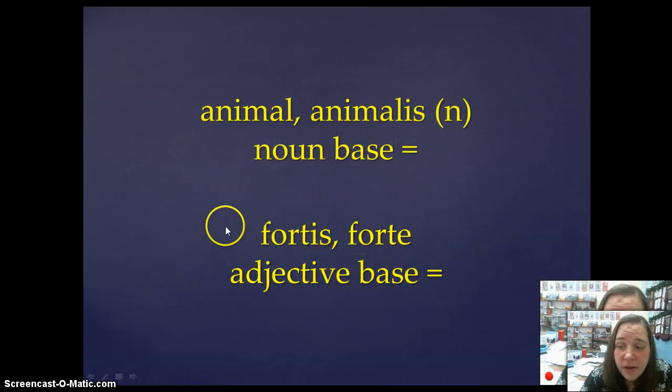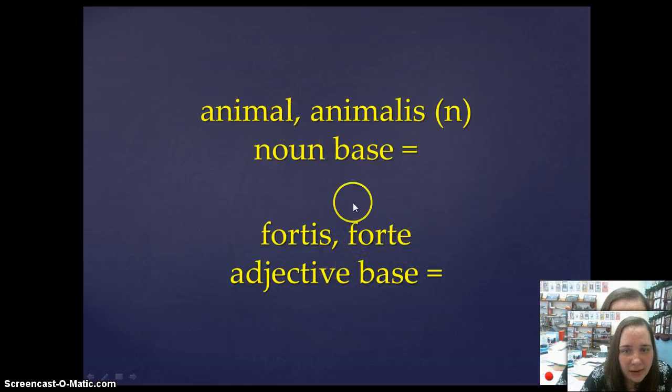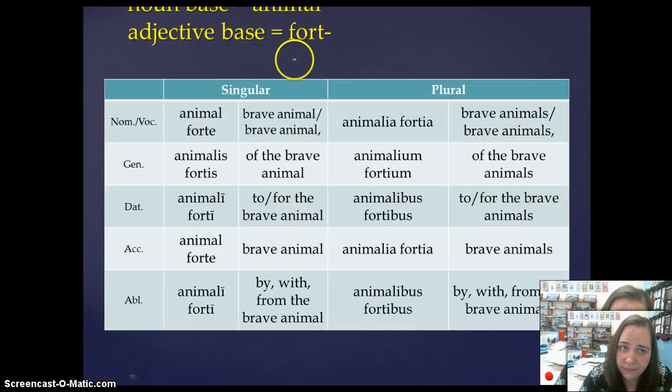Okay, so if we have the neuter noun animal, animalis, we have our adjective fortis, forte. We're going to use this form forte to describe animal because this is the neuter nominative singular. Fortis is both masculine and feminine. Don't forget, however, that we need to get our adjective base, and that is by removing the is ending from the masculine and feminine form of the adjective, which means that our adjective base is, of course, fort. Okay?